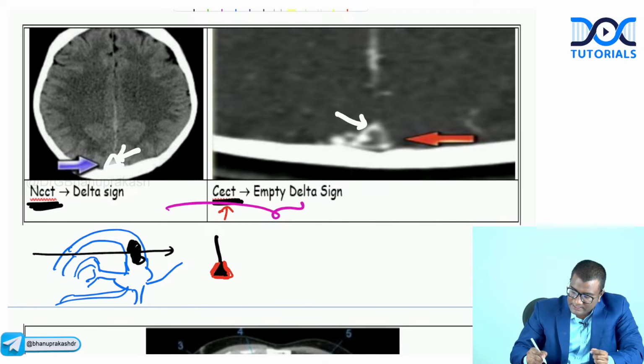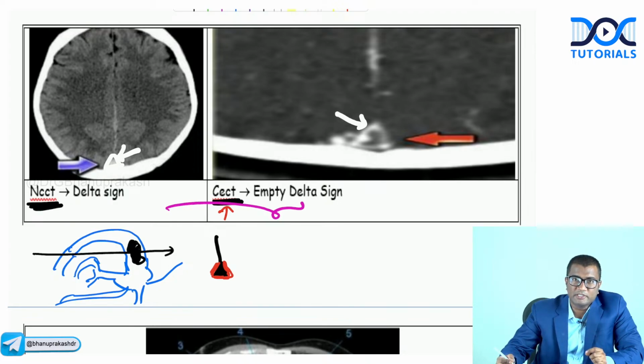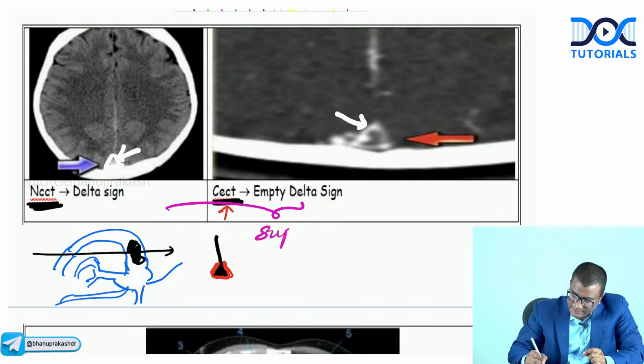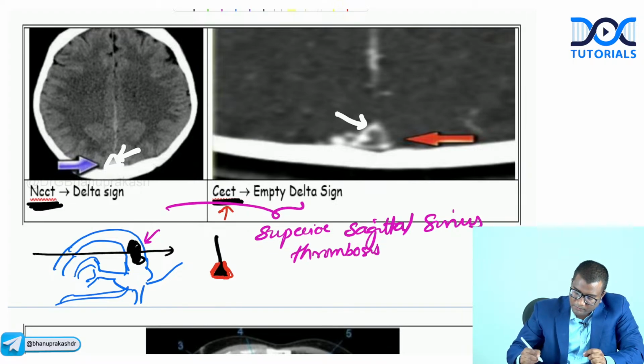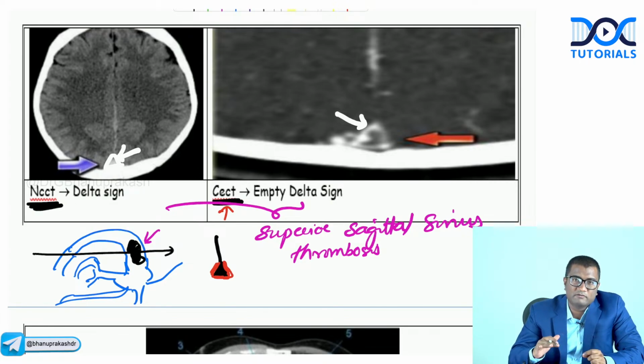So both the delta sign and the empty delta sign are features mainly of superior sagittal sinus thrombosis. Remember, you're looking at the posterior part of the falx. It is not lateral or transverse. It's mainly the superior sagittal sinus, which is located here, right? So at the posterior part of the falx, you will see the delta and empty delta sign. What is the difference? Delta sign is seen in non-contrast CT. Empty delta sign is seen in a contrast enhanced CT scan, right?